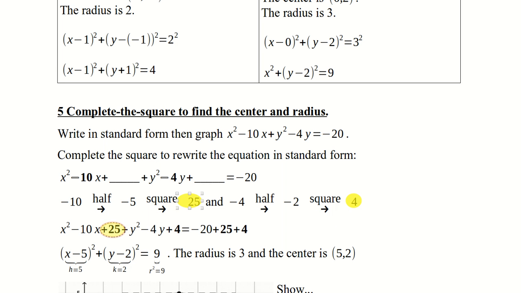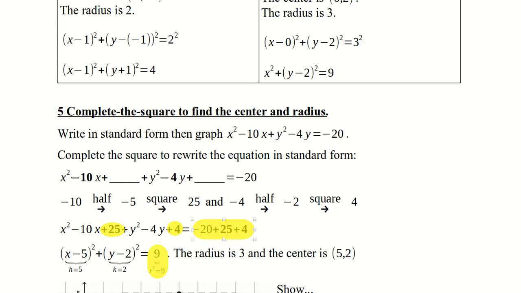So we take the square of the half of the -10, and we take the square of the half of -4. So we're adding 25 and 4. Well, you can't simply go around adding 25s and 4s. If you add 25 and 4 to one side, you must also add 25 and 4 to the other side. And that's all of a sudden looking much, much better because now the right side is positive. -20 plus 25 plus 4 gives us our r squared of 9. So we know that r squared is 9. That's going to tell us that the radius is 3.